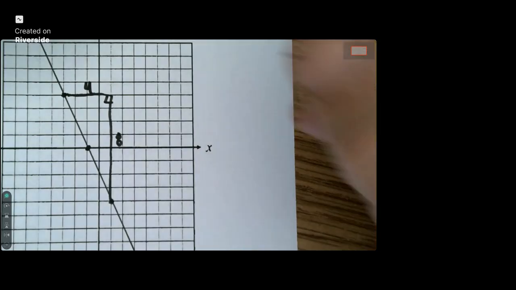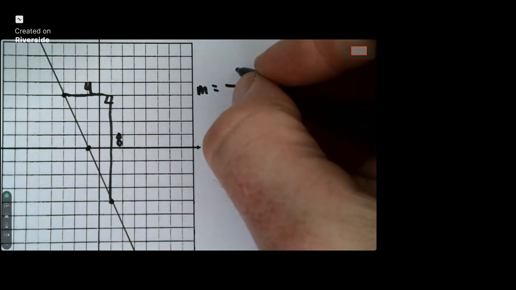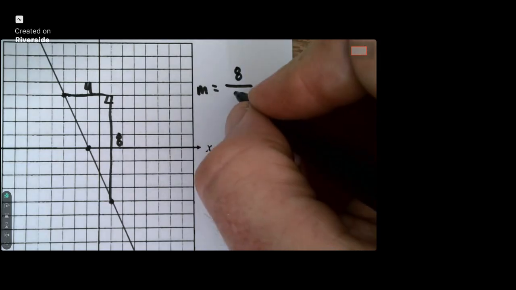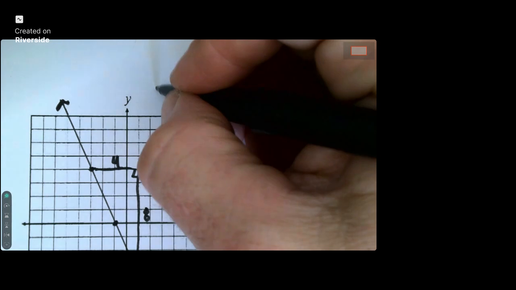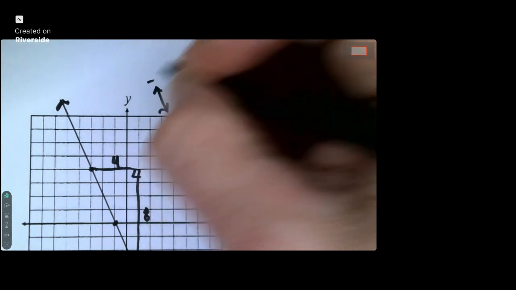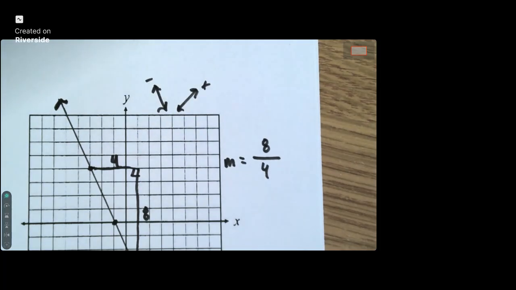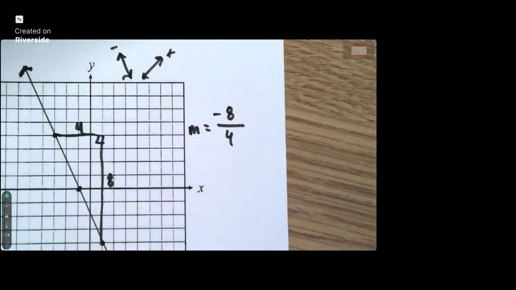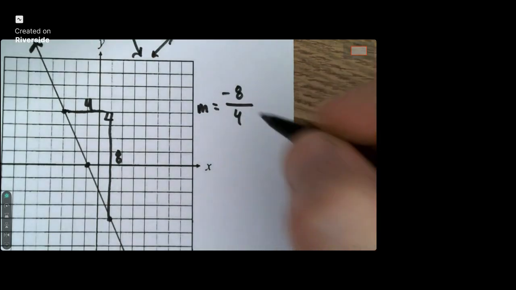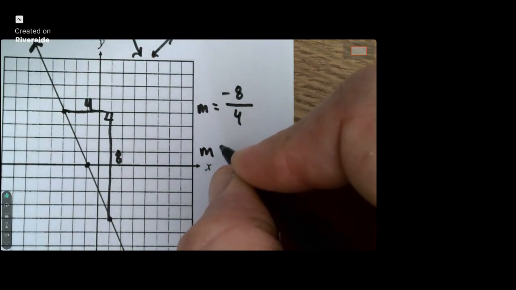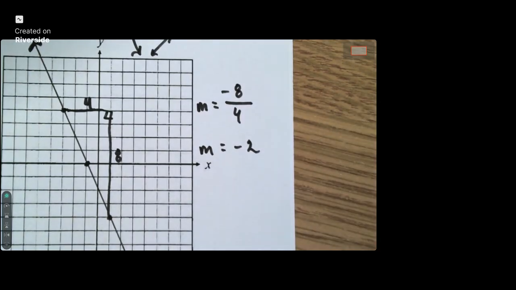Let's go ahead and build our slope out. So slope, little m, is rise 8 over run 4. And like we just got done talking about, this line is going up and to the left, right? So that's a negative slope line. Lines that go up and to the right are positive slope lines. So this is a negative slope, so all we need to do is slap a negative on this fraction. And it's best to always simplify if we can. So negative 8 divided by positive 4 is negative 2.